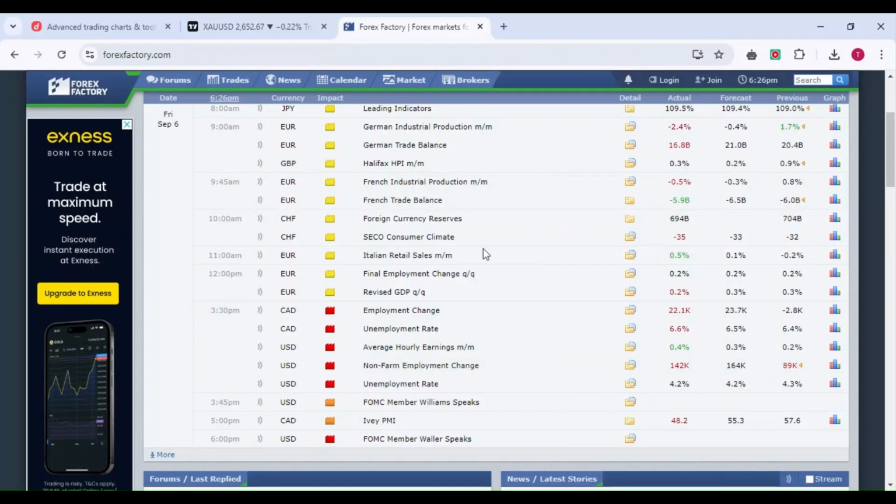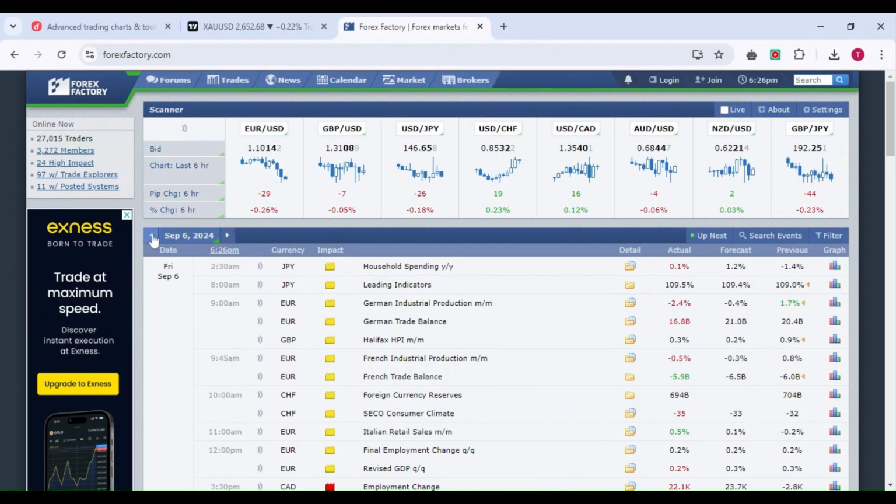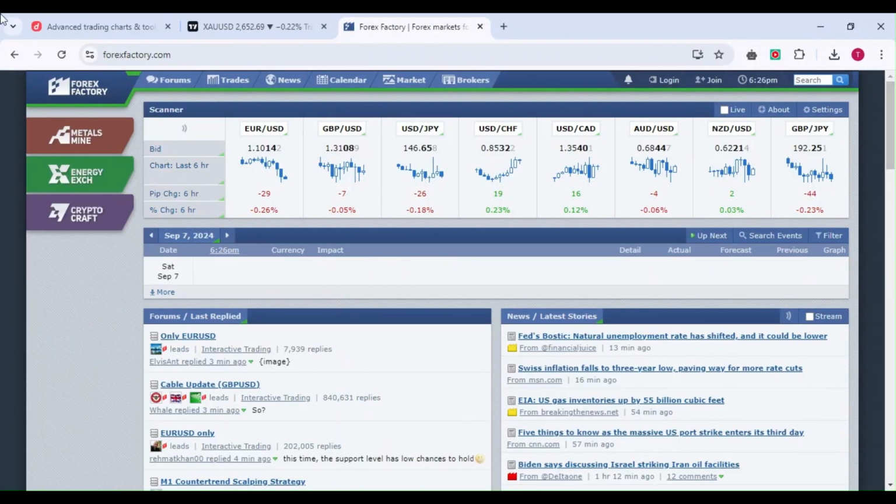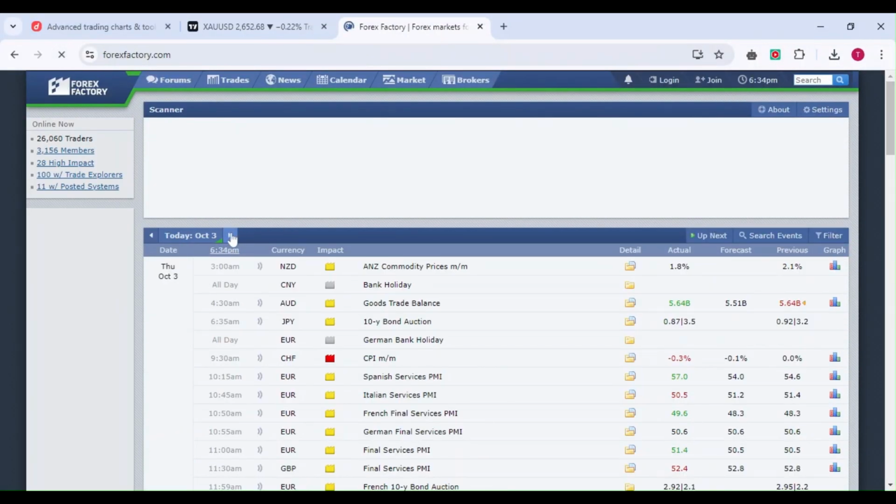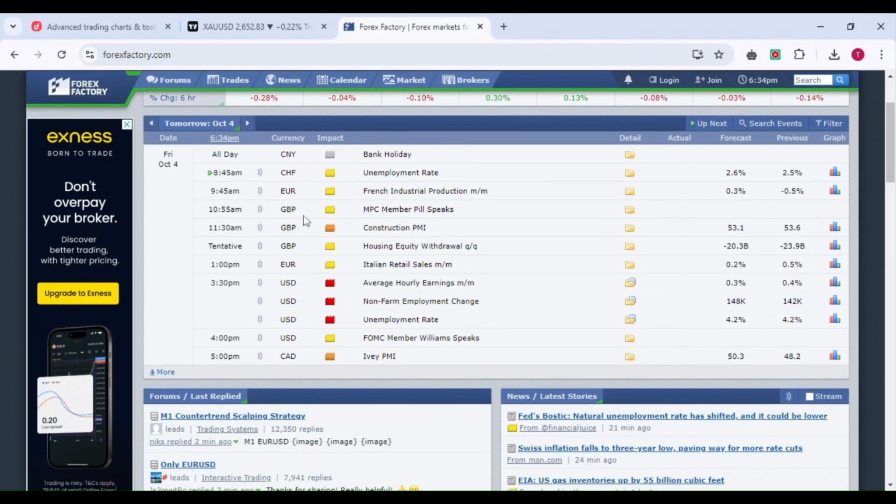So let's see the forecast of tomorrow. Let me just reset it so it can give us the correct one. So that's for tomorrow, October. Then NFP, they say the previous was 142, and their forecast is 148. So if the actual goes above this, we will buy gold. If it goes below, we sell gold. It's just the same thing.